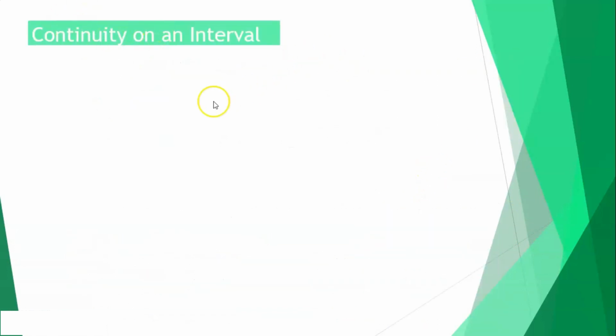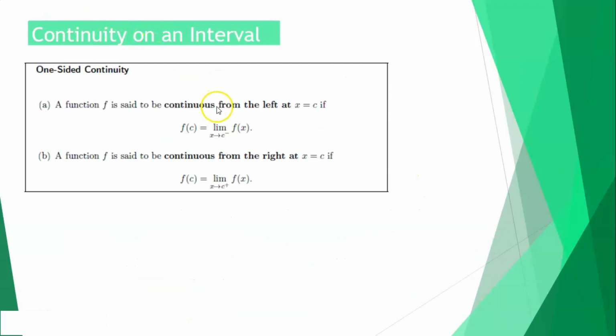Okay, let's have this. Continuity on an interval. Take note, a function is said to be continuous from the left if f of c is equal to the limit of f of x as x approaches c from the left. And a function is also continuous from the right if f of c is equal to the limit of the function as x approaches c from the right.